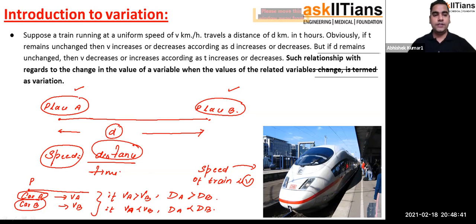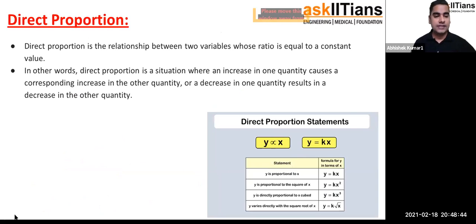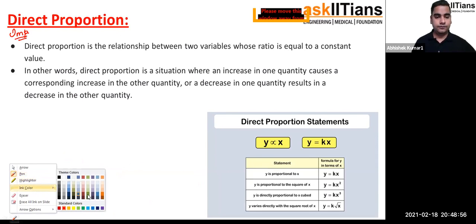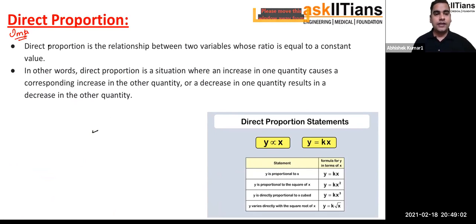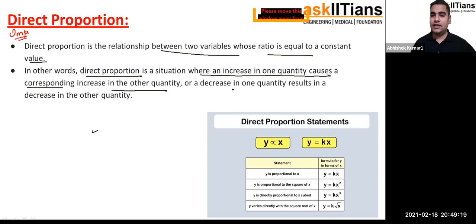All right. Now check out what we have. We have direct proportion. This is an important concept. Let me mark it. This is an important point. Direct proportion is the relationship between two variables whose ratio is equal to a constant value. In other words, direct proportion is a situation where an increase in one quantity causes a corresponding increase in the other quantity, or a decrease in one quantity results in a decrease in the other quantity. That is absolutely correct.